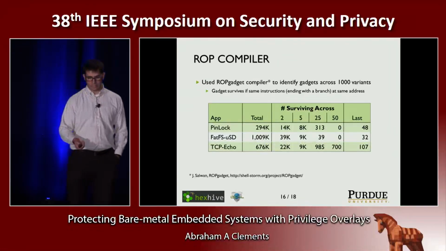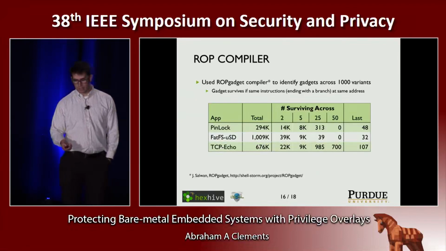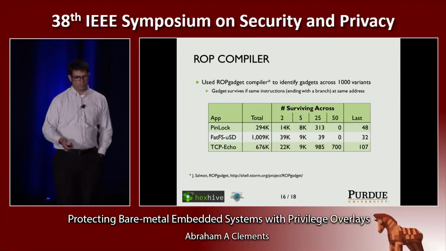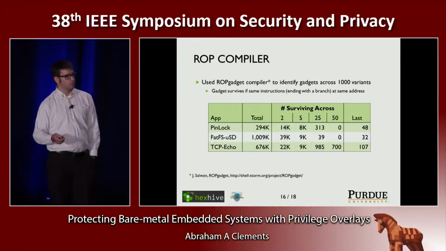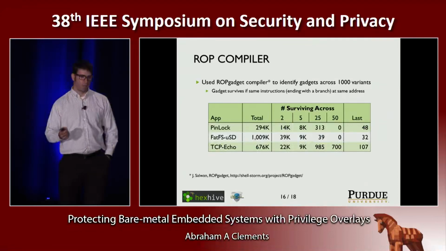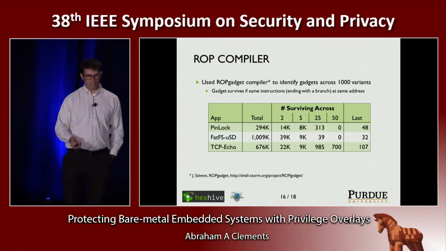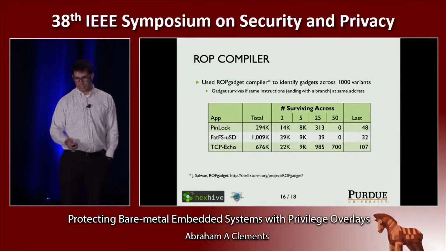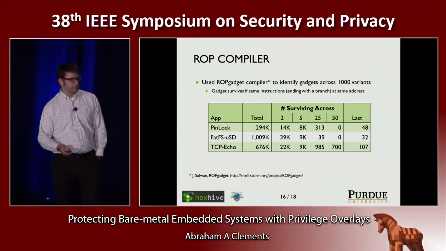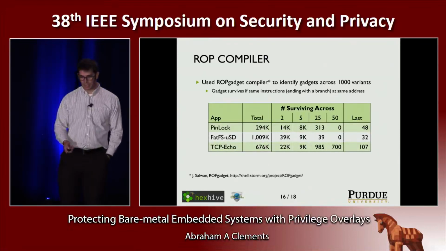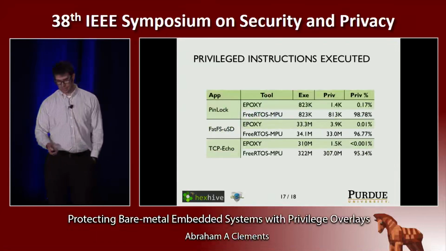And so for the worst case, we have around 107, so around 10%. 10% of the variants would be able to be attacked by one gadget. And since ROP attacks usually require multiple gadgets, the ability to create a ROP attack that scales across a large set of devices would be greatly hindered by the application of EPOXY.